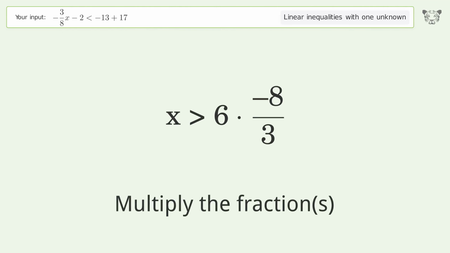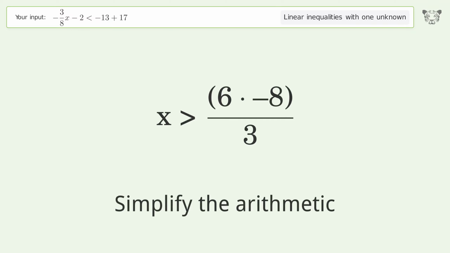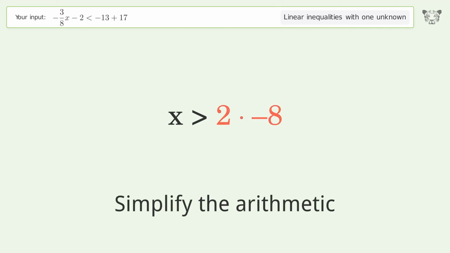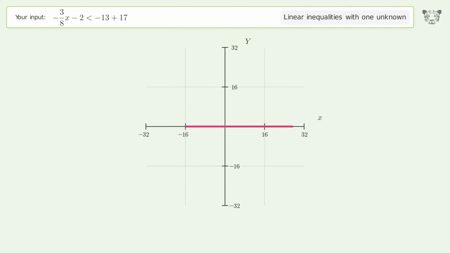Multiply the fractions. Simplify the arithmetic. Plot the solution on a coordinate grid. And so the final result is x greater than -16.